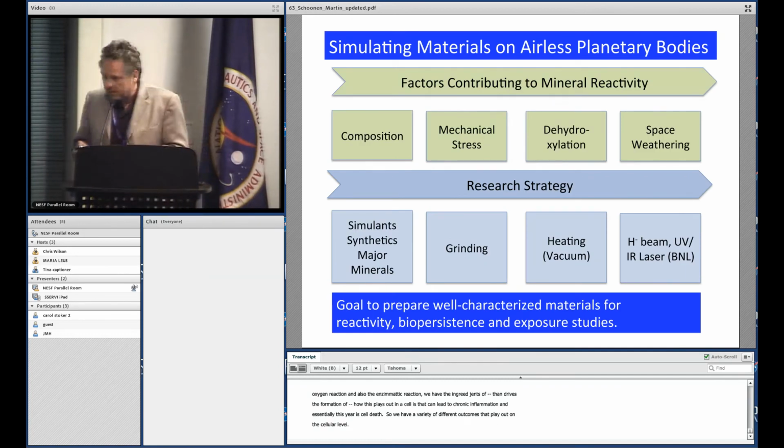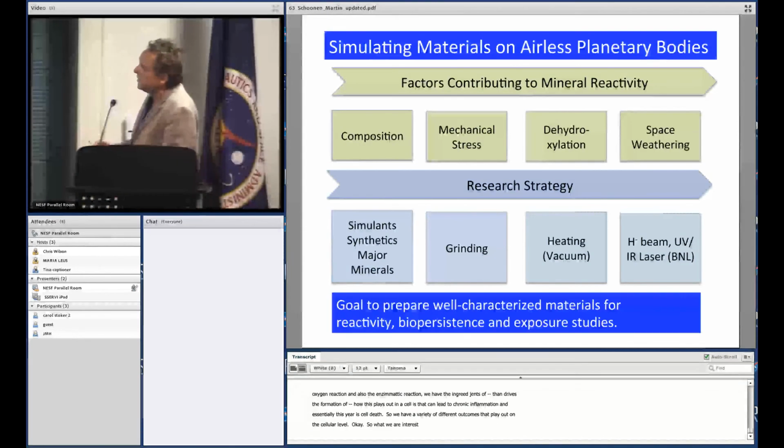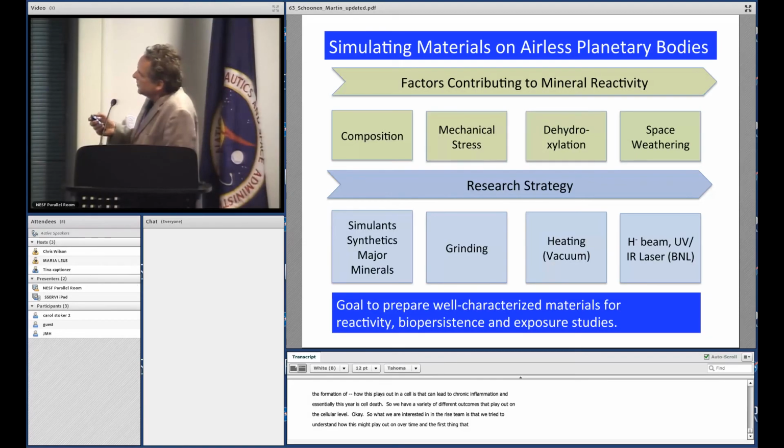Okay, so what we're interested in the RISE team is that we try to understand how this might play out over time. And the first thing that we want to do is simulating materials on airless planetary bodies. And so here are some of the factors that we are trying to resolve.